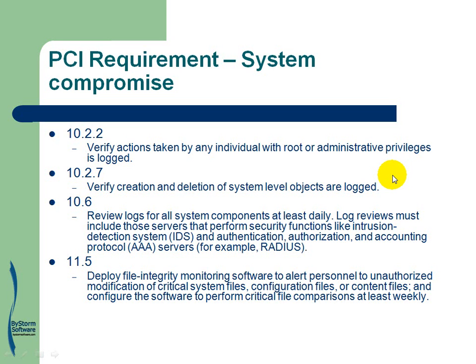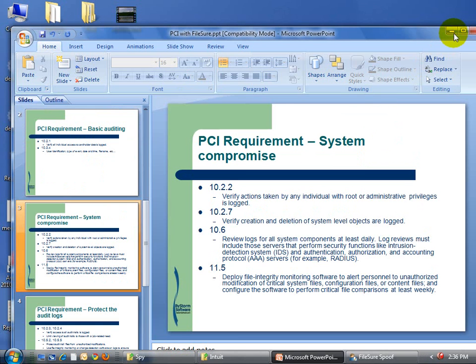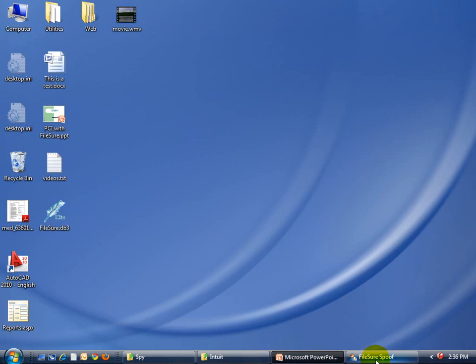10.6 says that you have to actually get a daily report. We're going to show FileSure send you an email with all the previous activity. And 11.5 means that you actually have to install file integrity software to send you an email when somebody does change something. So let's go ahead and open FileSure up, and I'm going to show you how we have all this set up. Here it is.